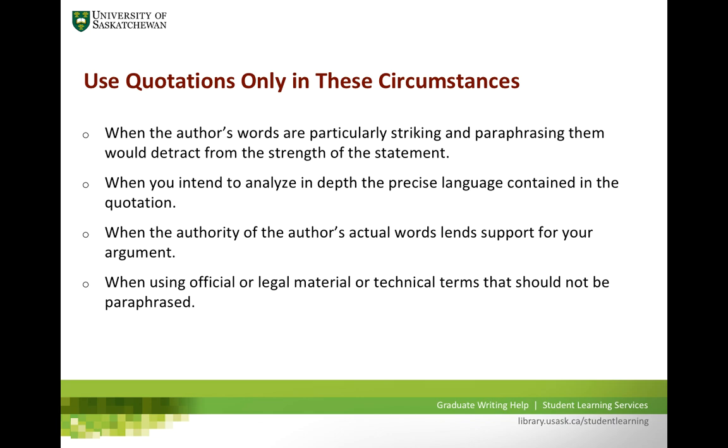You should use quotations only in these circumstances: when the author's words are particularly striking and paraphrasing them would detract or take away from the strength of the statement; when you intend to analyze in depth the precise language contained in the quotation, say in an English paper, for example; or when the authority of the author's actual words lends support for your arguments. If you're writing, say, a political science paper, you might want to quote somebody who's considered a real authority in the field. And finally, when using official or legal material or technical terms that should not be paraphrased.